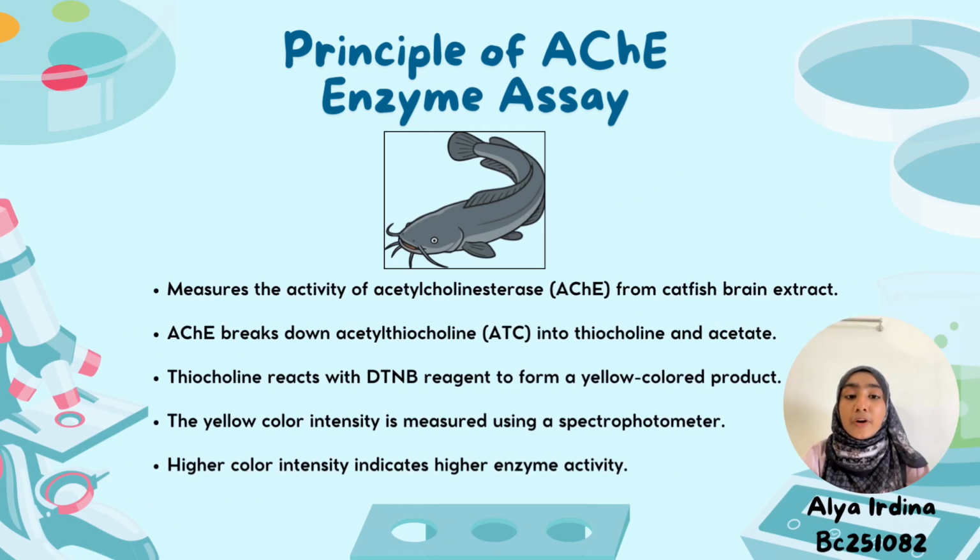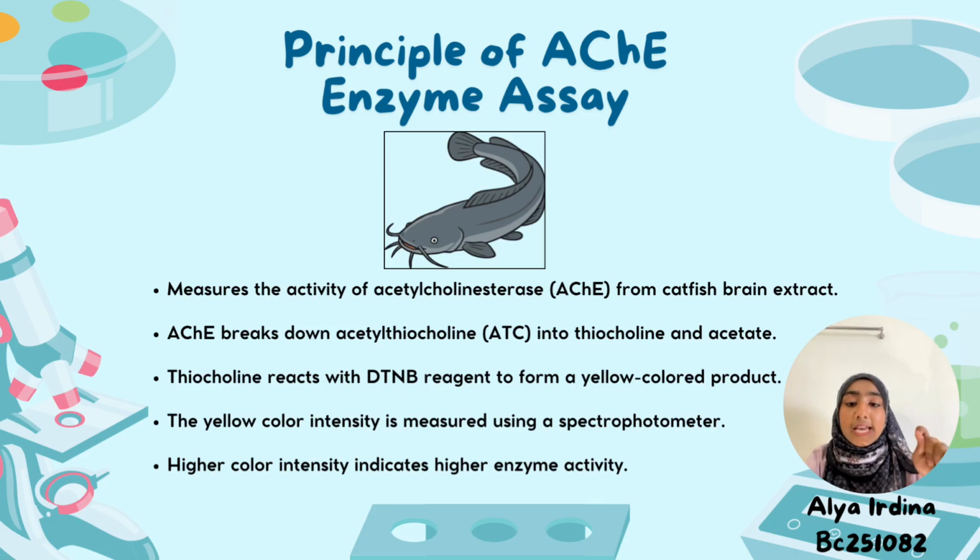Now, the principle of the enzyme assay. As I said, in this enzyme assay we are using acetylcholinesterase that has been extracted from the catfish brain. As you see in the procedure, at the end of the addition of reagents, there is formation of a yellow colored product in the cuvette. So why is it a yellow colored product?